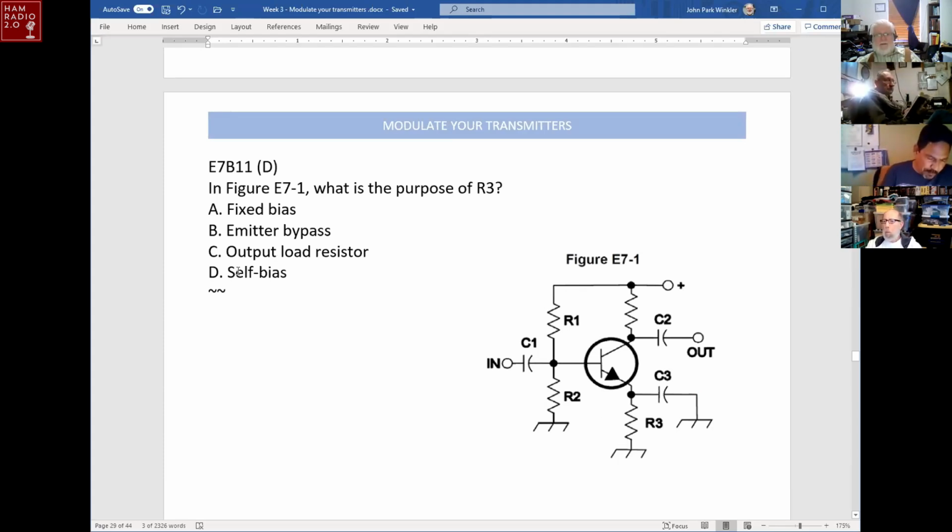But R3 is self-bias. It's not a load resistor. The emitter bypass is the capacitor, and it's not a fixed bias, it's self-biasing. I guess that's all I want to say on that.